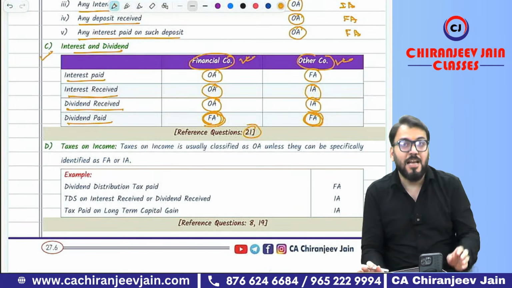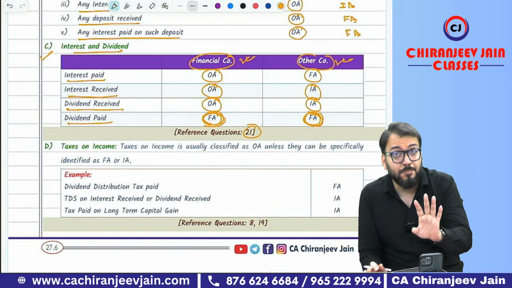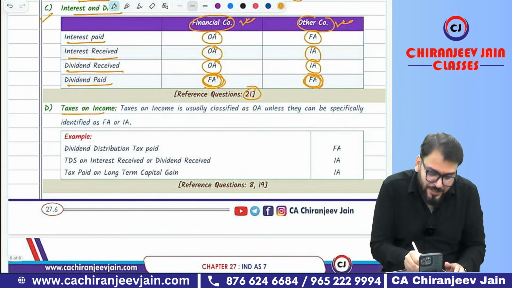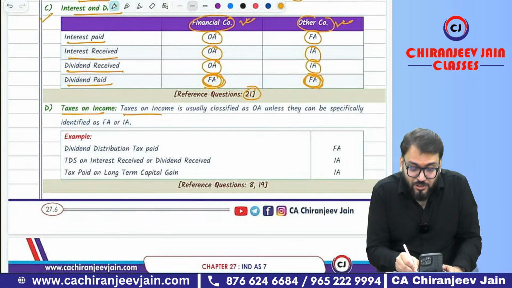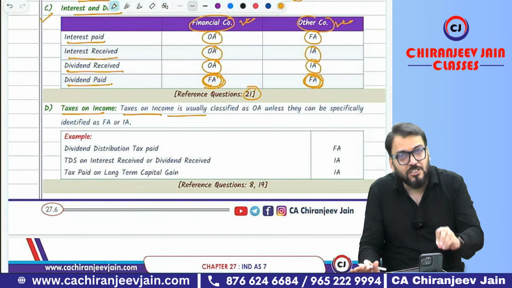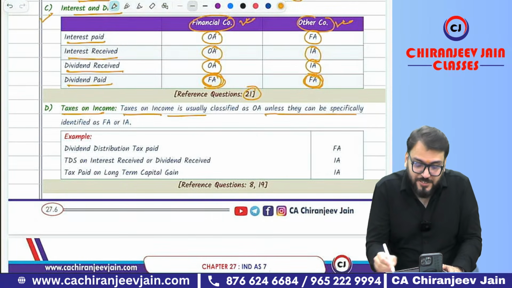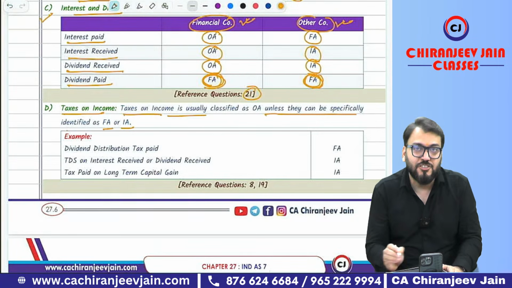This type of question can be asked in a multiple choice question or can be asked as a descriptive question for 4 to 6 marks in the exam. Now, taxes on income. Ind AS 7 says that taxes on income are usually classified as operating activities. If the question is silent, it will always be operating activities unless they can be specifically identified as financing or investing activities.